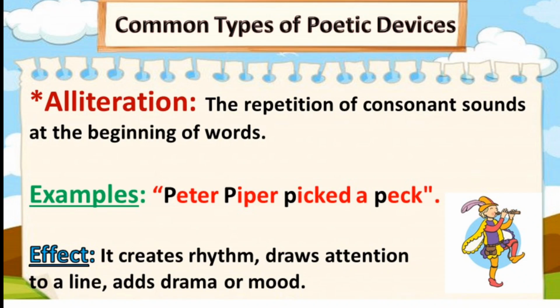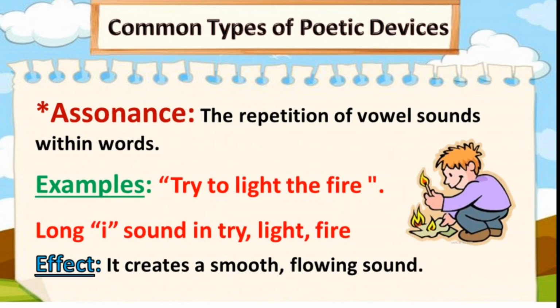It means the first consonant sound at the beginning of the words is repeated, and that is called alliteration. It gives the effect of rhythm, draws attention to a line, and adds drama or a mood for the reader. The next sound device is assonance, the repetition of vowel sounds within words.